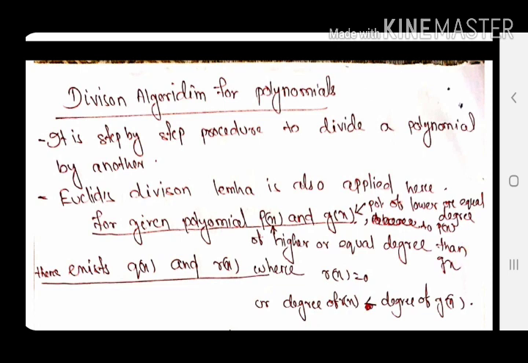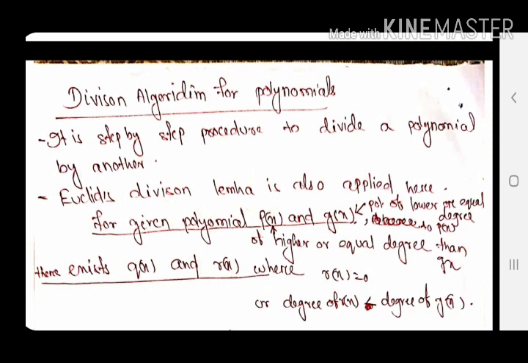We know division and algorithm. Algorithm means it is a step-by-step procedure. So the division algorithm for polynomials is a step-by-step procedure, with very simple steps, through which we can divide a polynomial by another polynomial, and Euclid's division lemma is also applied here.